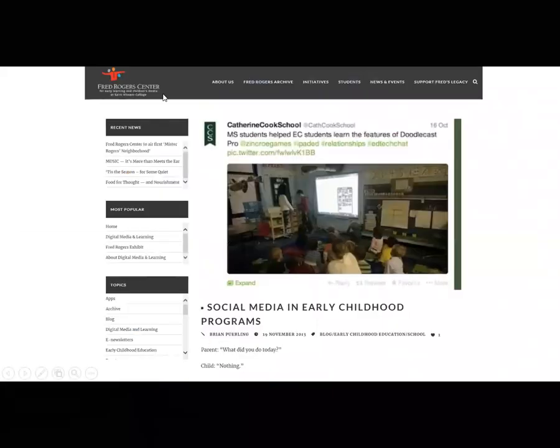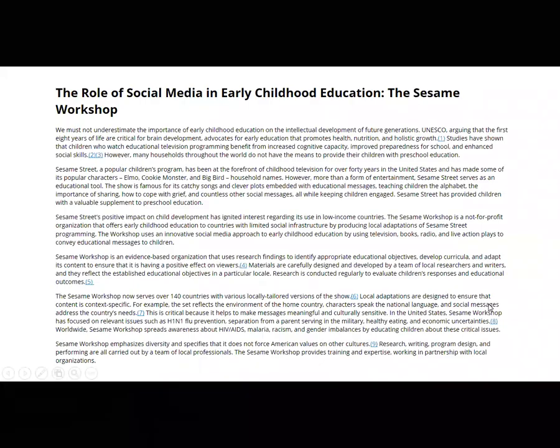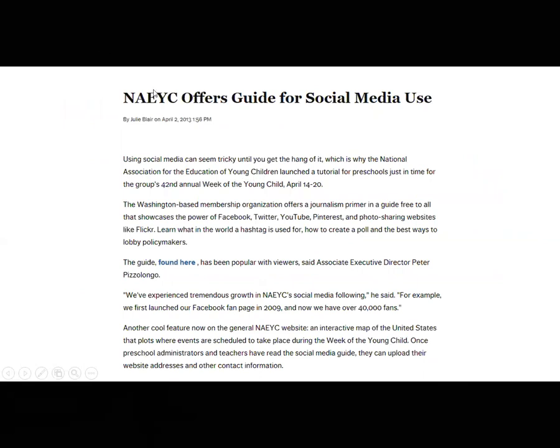Another one, here's that Fred Rogers Center again. Take a look at what they've written, social media and early childhood programs. This is where you can have that communication, part of the 4 C's. Remember, collaboration, communication, critical thinking. This is part of your 4 C's for you to get on and see what's going on out there in the real world. Very, very important. I also found it very interesting, the conversation about UNESCO, the Sesame Workshop, and the use of social media in early childhood education. You might want to check that out. Really important stuff going on. And the NAEYC offers a guide for social media use. So look up the National Association for the Education of Young Children, and you can then Google their guide for social media use. Very important for you to be well versed.